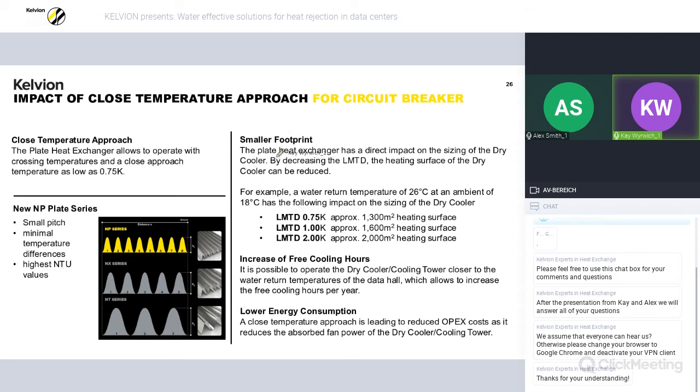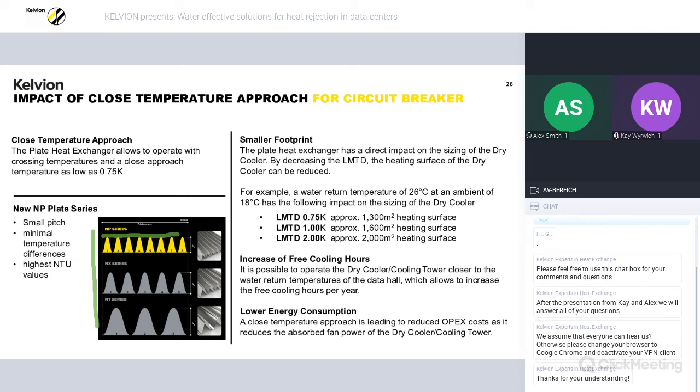If you're looking at, for example, a range, here on the bottom part is a different range of plate patterns, and that is the fin pitch or the waves over the plate. And with the new design, more and more manufacturers are producing plates which have a closer pitch, a smaller pitch over the plate, to have a high efficiency plate. High NTU values are achievable, which really has an impact on the design of the dry cooler or cooling tower.